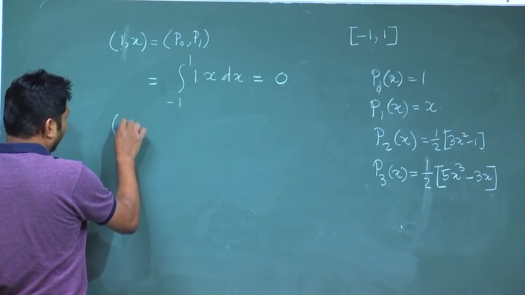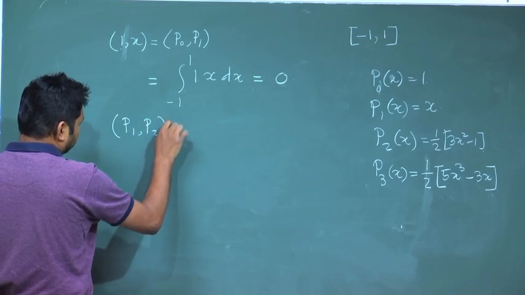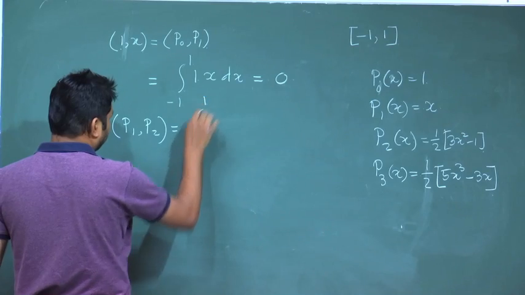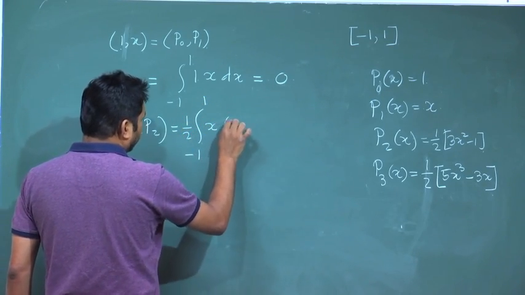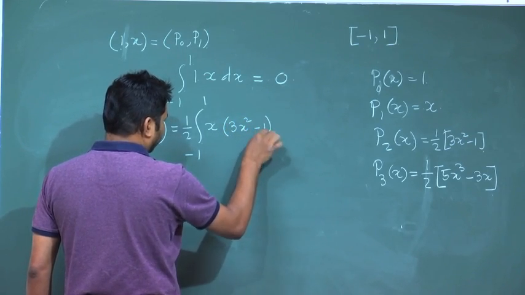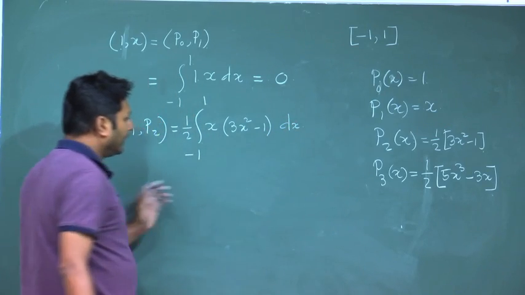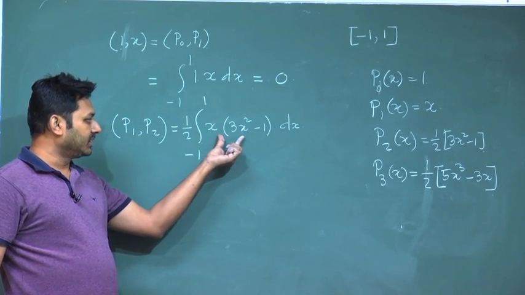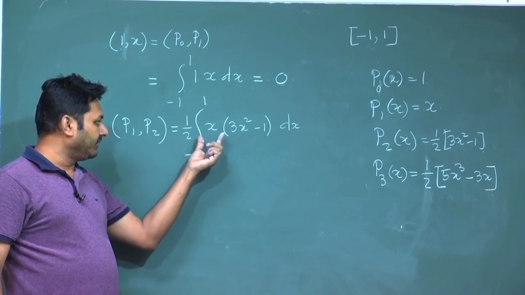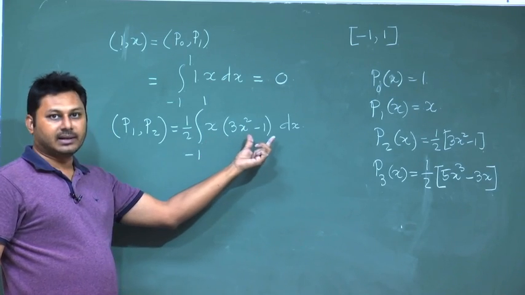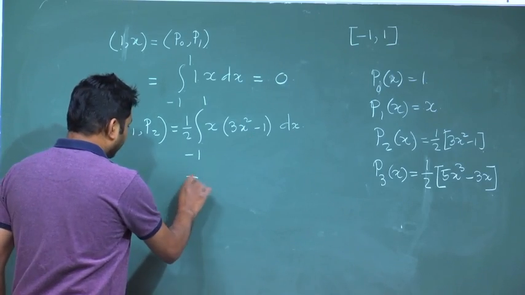Let us check, say, for P1 and P2. Randomly I am checking. So it is integral from -1 to 1. What is my P1(x)? Half I take outside, x multiplied by (3x² minus 1) dx. Now, when I multiply this quantity, the first term is 3x³ and the second term is x. So there will be two integrations, one is 3x³ and another is x. The first one is odd, the second one is also odd. So this quantity is also going to 0.